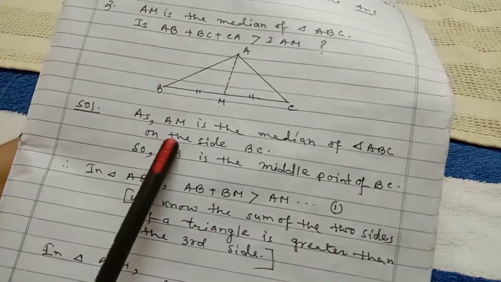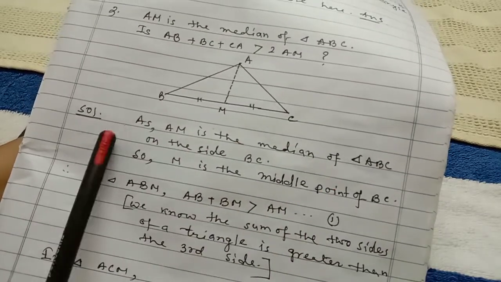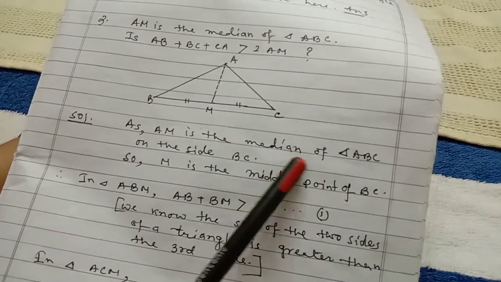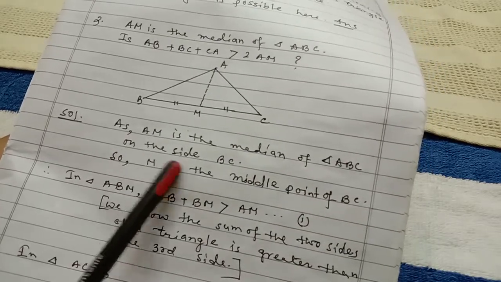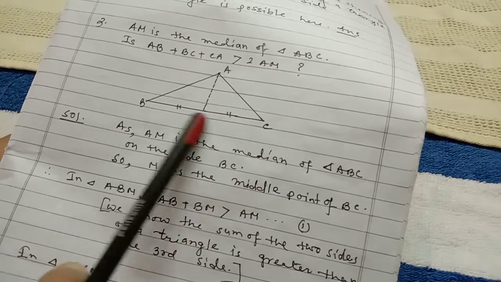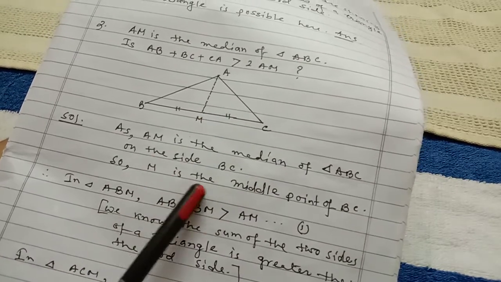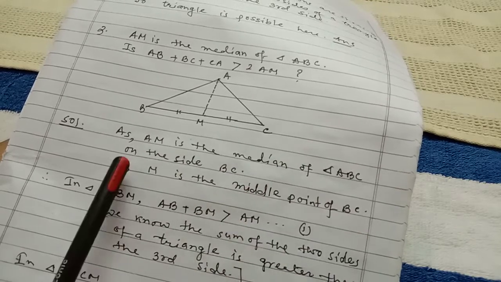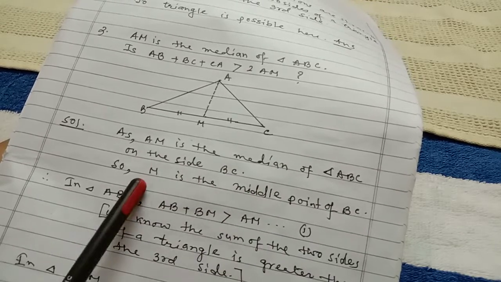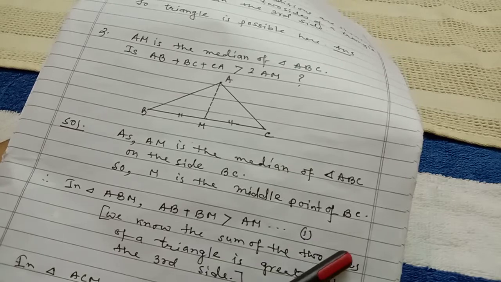As AM is the median, solution we have started. As AM is the median of triangle ABC on the side BC, so AM is the middle point of BC. Every time we will not write middle, sometimes we will write midpoint. So AM is the midpoint of BC.